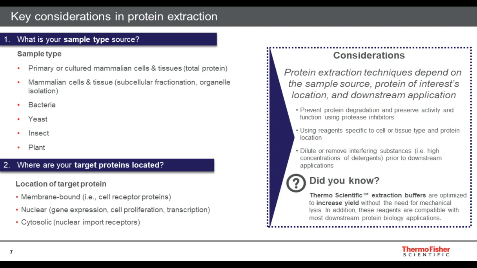The sample you are working with could be mammalian cell or tissue, bacteria, yeast, insect, or plant. Within that sample source, you may be extracting from specific locations, including either a membrane-bound protein, such as a cell receptor, a nuclear, or a cytosolic located protein. Wherever your protein is located, it's important to think about using optimized reagents for that specific target. These reagents should also be compatible with your downstream application, in this case, Western blotting, to preserve the protein activity and function.